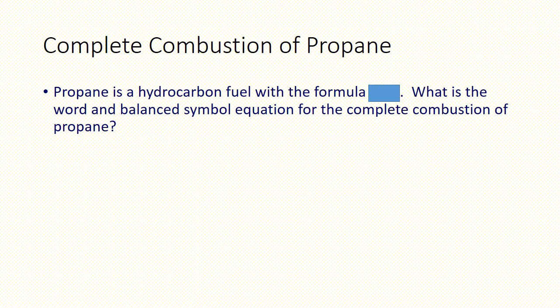So propane, remember, we need to use the general formula for an alkane, CnH2n+2. So propane has 3 carbons. So you should be able to work out the formula for that. It's of course C3H8. So 3 doubled is 6, plus 2 gives us 8 hydrogens. So now can you write out the word and balanced symbol equations for the complete combustion of that, please? Pause the video now.